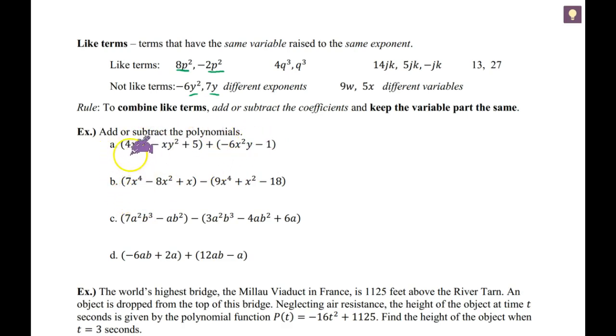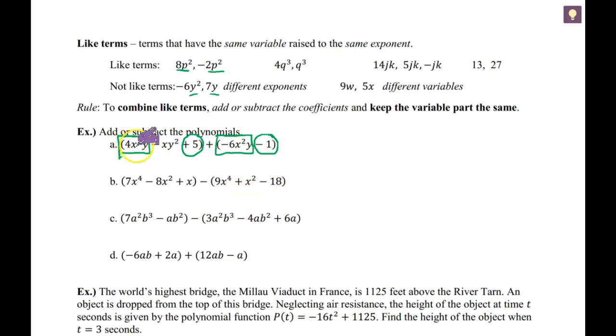So I'm going to look strictly for the like terms. I see a 4x squared y here, and a negative 6x squared y. The other term is not like because it's x and then y squared, versus this is x squared and then y. So these are not like terms with the other two. But I also see a constant and a constant. And I can add these like terms.